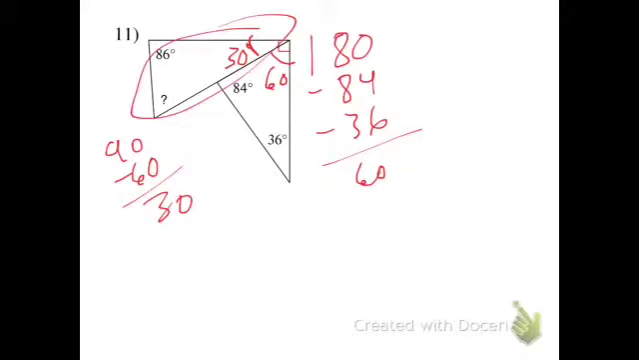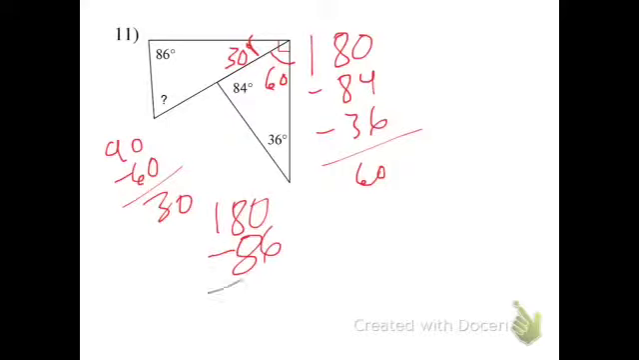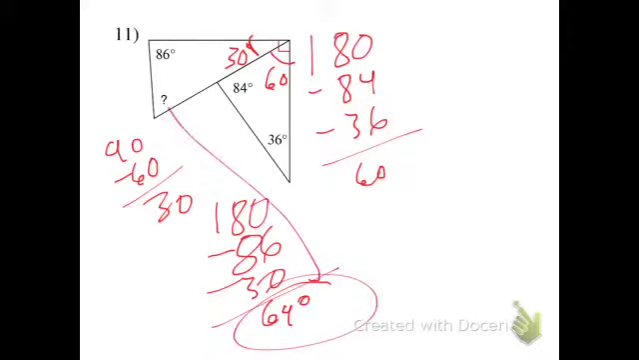And all these three angles here have to add up to 180, so we're going to take 180 and subtract off that 86, subtract off the 30, and that's going to give us 64 degrees. And that's going to be our final answer. That's going to be what the question mark is.